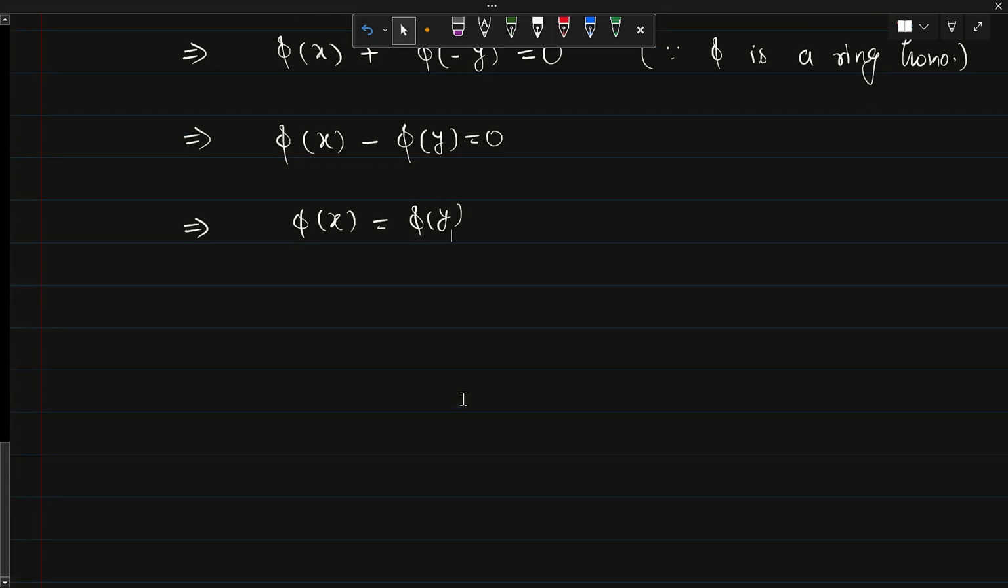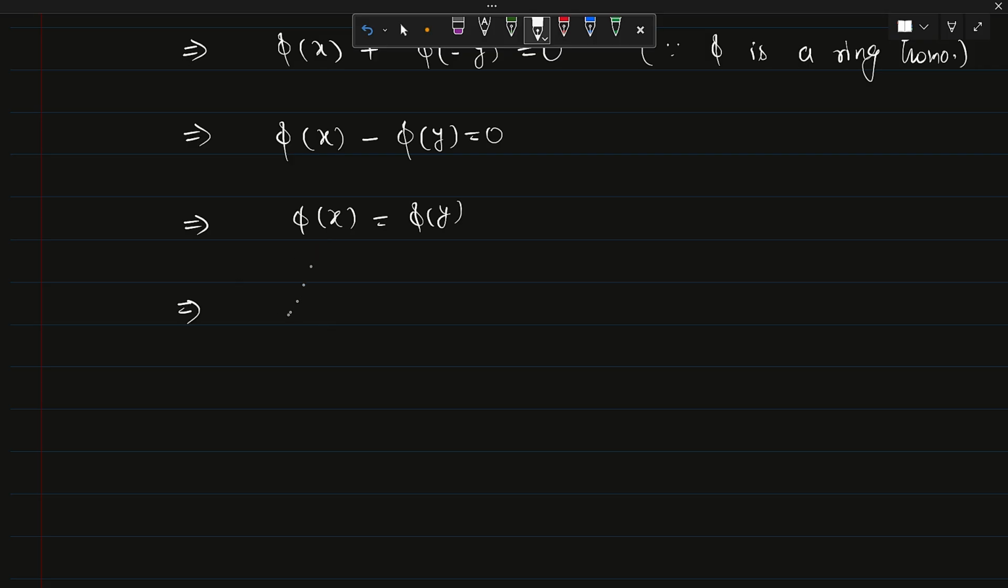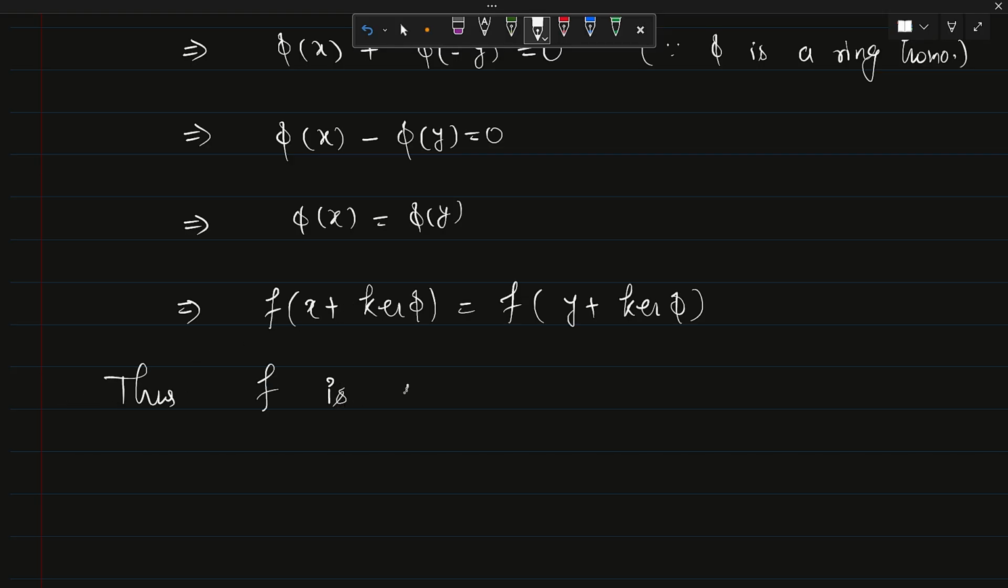Now what is phi of x? We can write this phi of x is the f image of x plus kernel of phi, and what is phi of y? This is the f image of y plus kernel of phi. So we equated the two elements x plus kernel of phi and y plus kernel of phi, and from there we are able to prove that their f images are also equal. Okay, thus f is a well defined mapping.